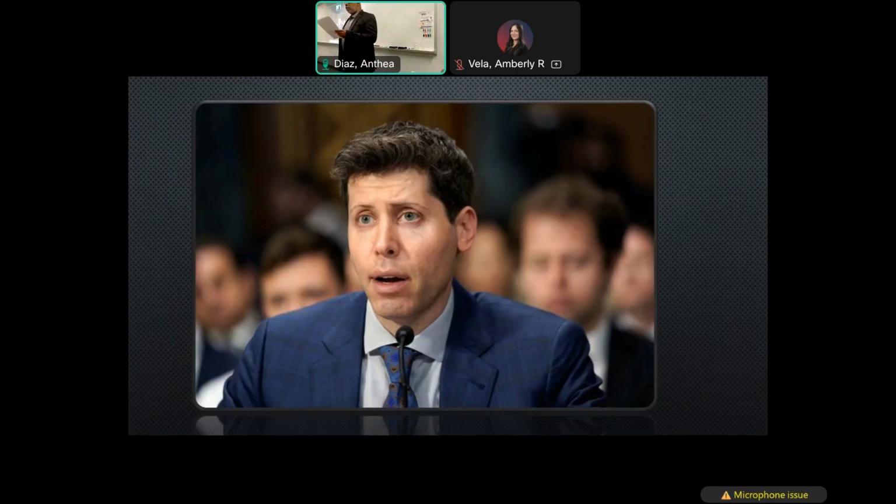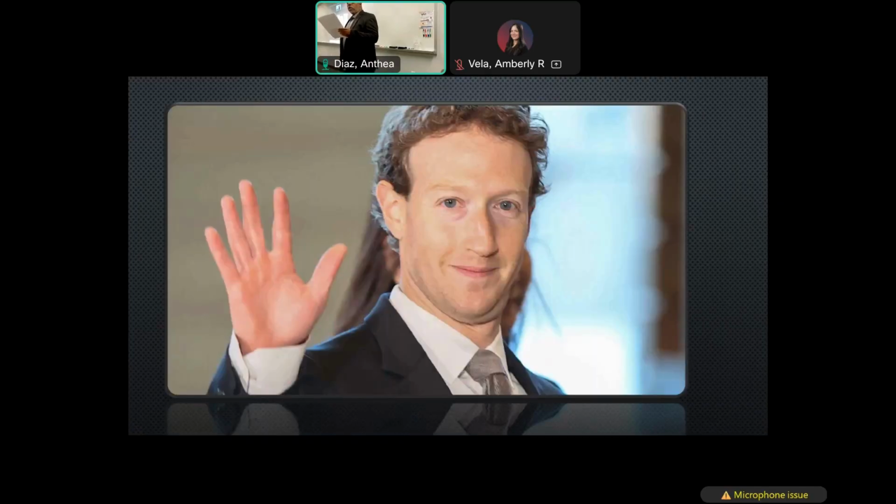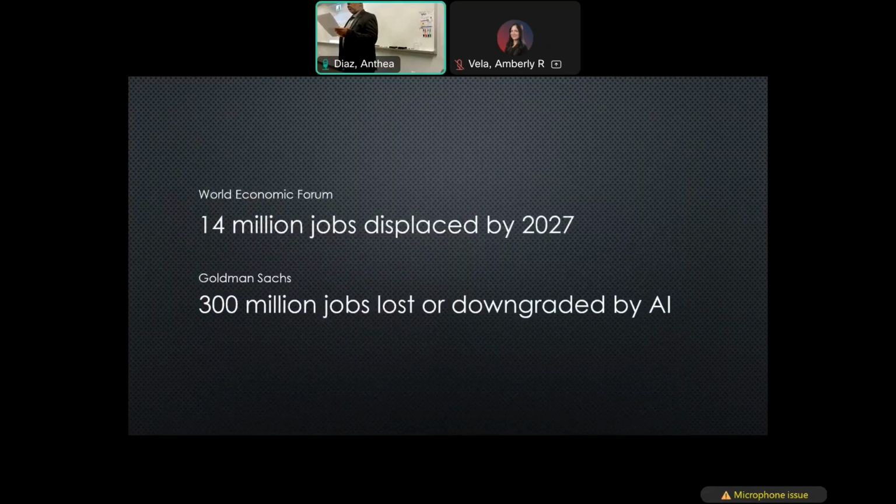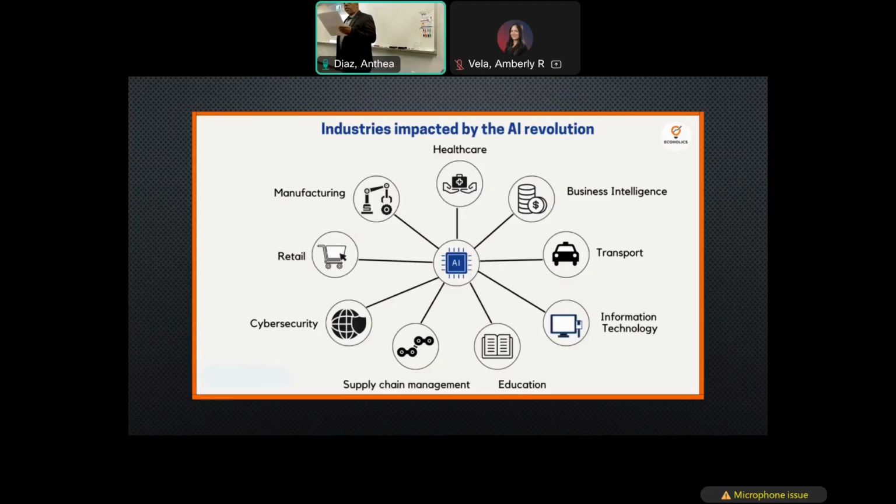Sam Altman himself of OpenAI, the company which wrote and owns ChatGPT, acknowledges the potential of job displacement, perhaps of whole categories of jobs. Mark Zuckerberg expects AI to write half the company's code within the next year. The World Economic Forum predicts a net loss of 14 million jobs, roughly 2% of the digital workforce, by 2027. Goldman Sachs projections are even more dire. They forecast that 300 million jobs worldwide could be lost to or downgraded by AI. And of course, that's just in the job sector.